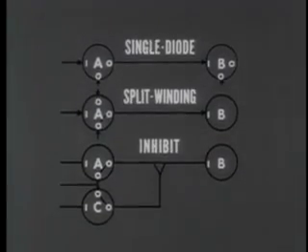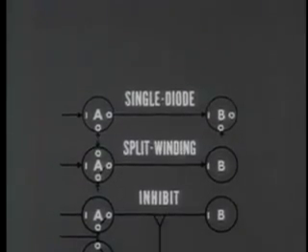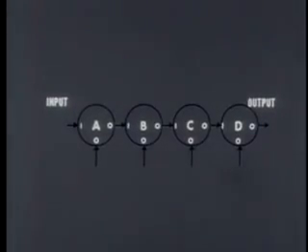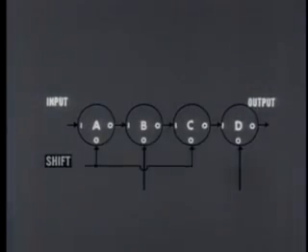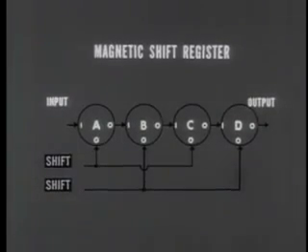The three transfer loops we've been examining, the single diode, the split winding, and the inhibit, have an amazing number of applications in automatic data processing equipment. One device that is widely used is just a simple extension of the single diode loop. Four or more cores are strung together in a series of single diode loops. The shift pulses are alternated. That is, one pulse serves cores A and C, and a second pulse serves B and D. This is a magnetic shift register, which provides a temporary storage for binary information.